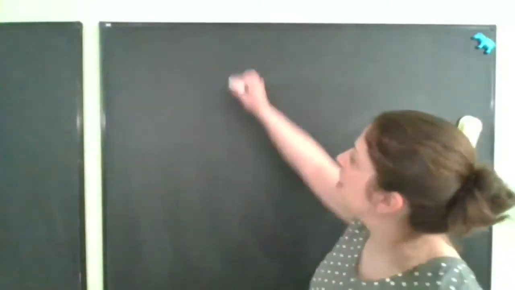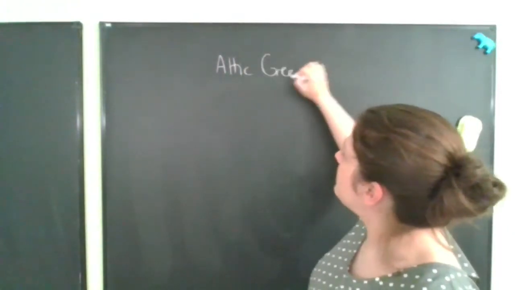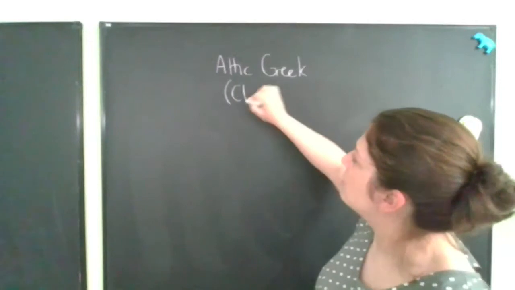So first off, we know now that Greek is a member of the Indo-European language family. It belongs to the Hellenic branch, which is a pretty skinny branch. There's not a lot of languages that come off it. Really just Greek comes from the Hellenic branch. So when we talk about ancient Greek, what we're really talking about is a phase of Greek called Attic Greek, which is also known as Classical Greek.